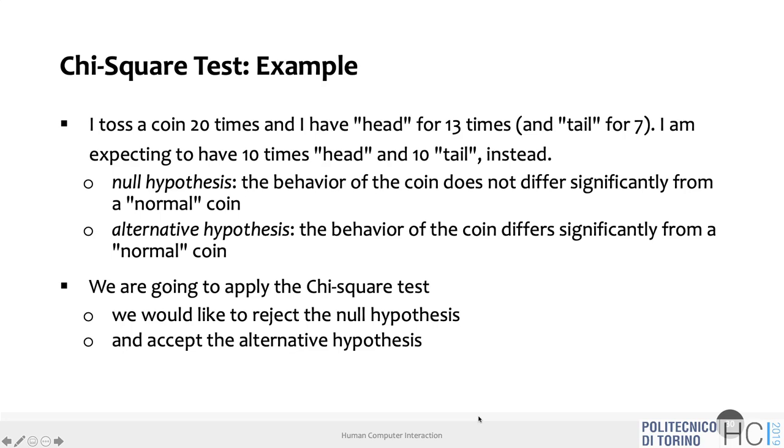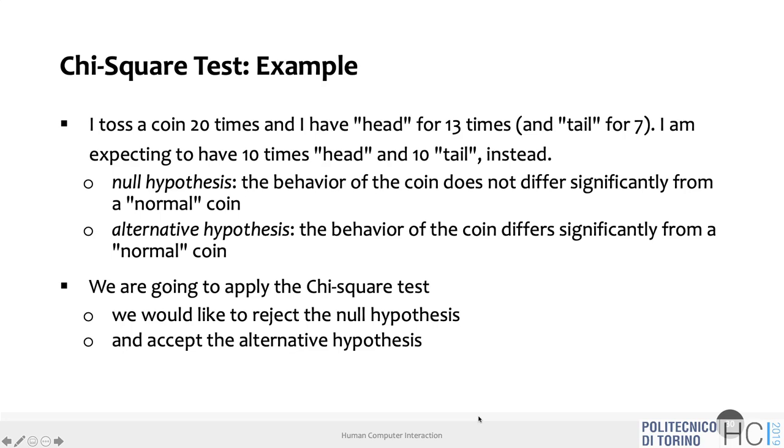And I know, because it's what I expect, that when we toss a coin, we should have 50% of the time head and 50% tail. So I'm expecting to have 10 times head and 10 times tail. And I want to know if my coin, that is not exactly 10 times head and 10 times tail, is a normal coin or is faulty in some way.